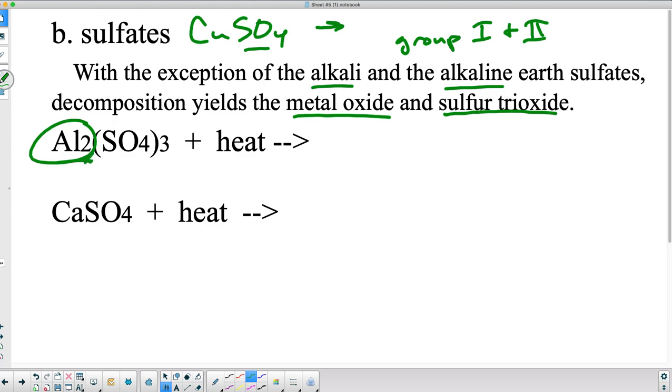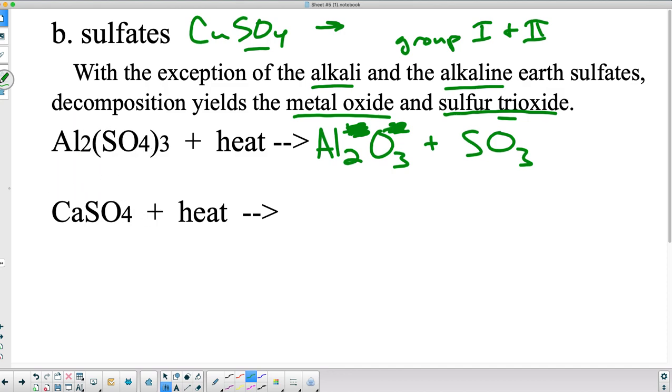We get rid of the 2 when we go to the other side, and we write symbols and charges like that. Oxygen is a -2. That's the metal oxide. Now I just have to go through and crisscross to get Al2O3, like that. And then plus sulfur trioxide. Sulfur trioxide is 1 sulfur and 3 oxygen, like that. Excellent. Oh, I didn't balance. Okay, let's go back and see if we can balance this.